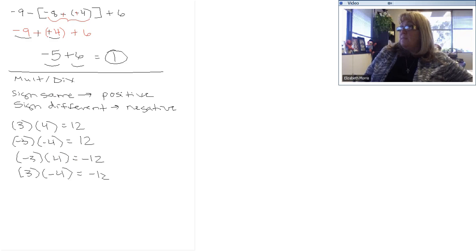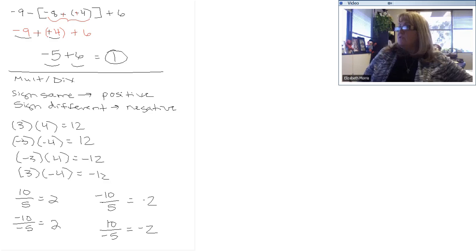Okay? Same with division. If I had 10 divided by 5, I get 2. If I had negative 10 divided by negative 5, two negatives make a positive. If I had negative 10 divided by positive 5, signs are different, my answer is negative. Or if I had 10 divided by negative 5, signs are different, the answer is negative. Okay? Basic rule.